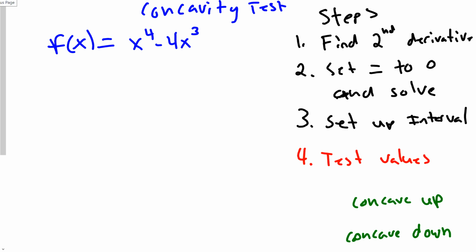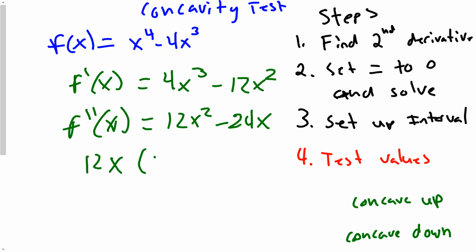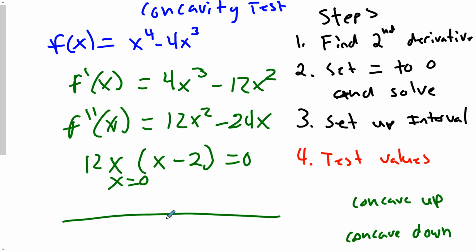So we're going to do the concavity test here. We take the first derivative, and then we take the second derivative. And then here we can factor, because there's an x in both of them, so we factor out a 12x. That makes it a little bit easier. Set it equal to 0. So x equals 0, that's one of our numbers that we're going to test on each side, and then x equals 2.